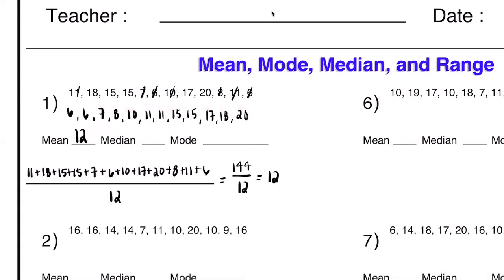Beautiful. Now that it's all in order, it's easy to see, going back and forth, who is the middle number. What I like to do, notice there's an even amount.